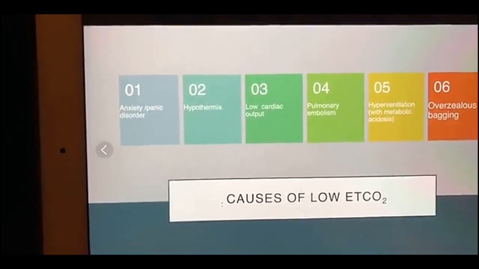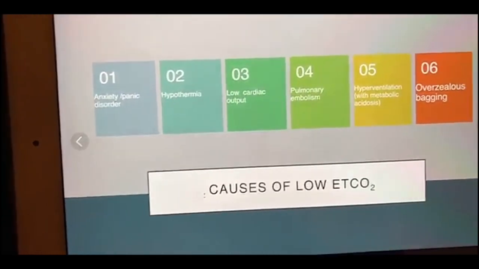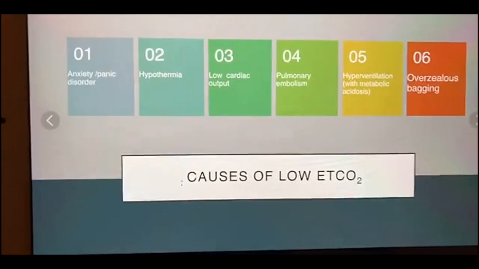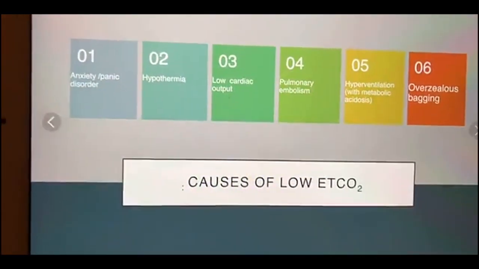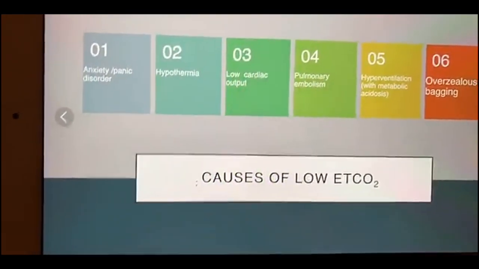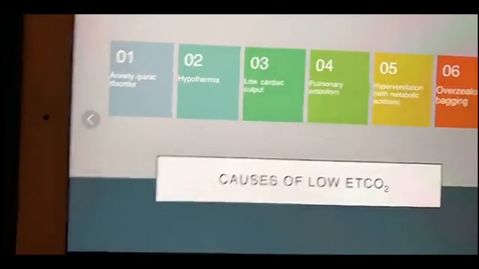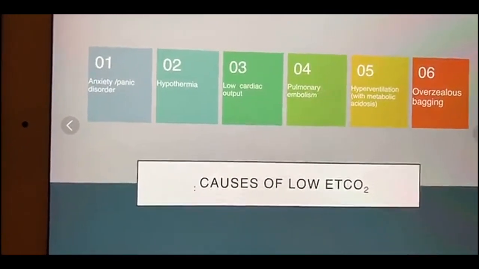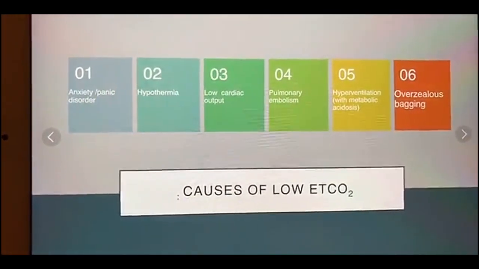It's the opposite of hyperthermia, as I already explained previously. Third cause is low cardiac output. Once we have low blood perfusion to the lung, it results in low exhaled CO2. Fourth cause is pulmonary embolism.